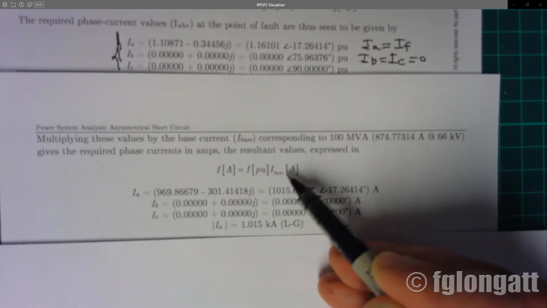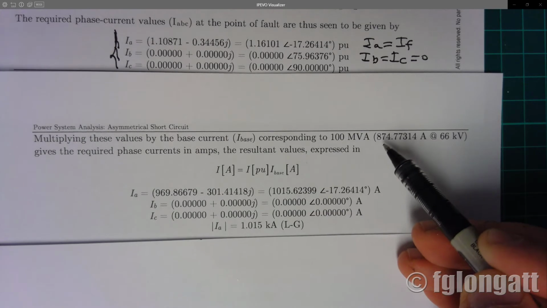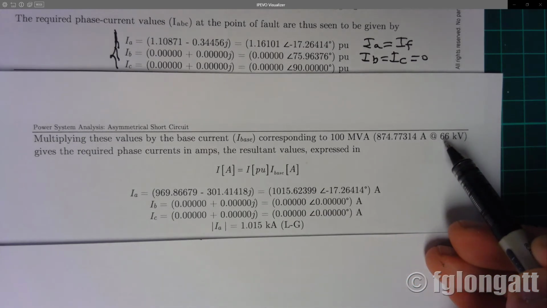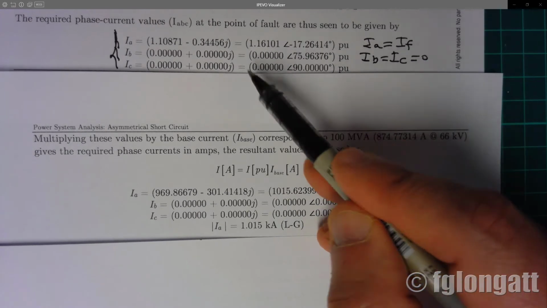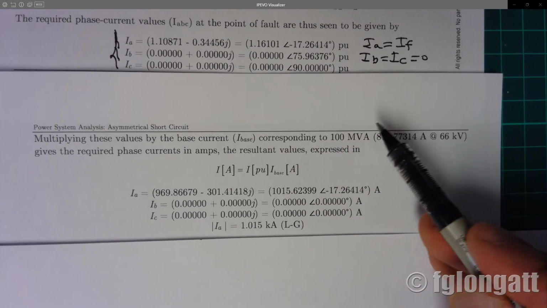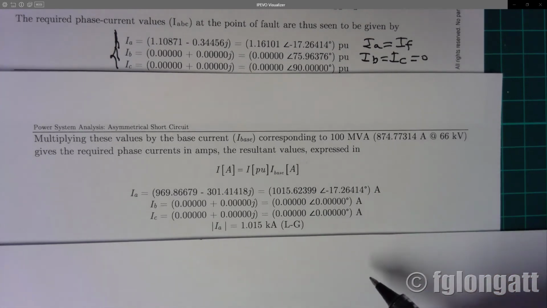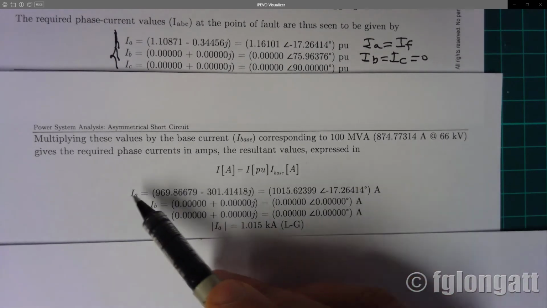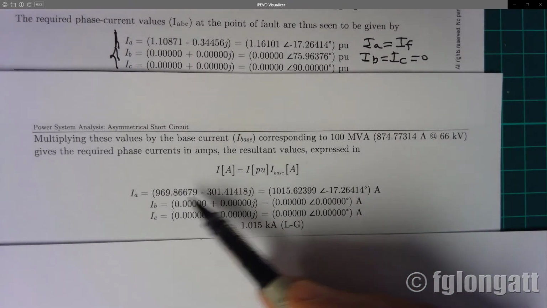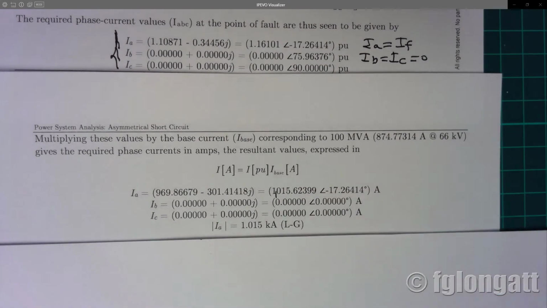And the proper current base is the base that we already calculated, 874 amps at 66 kV. We multiply those per unit values using this base current, and we obtain here the short circuit current. This current on line A is the short circuit current, and that current is extremely important because it's 1.015 kiloamps.